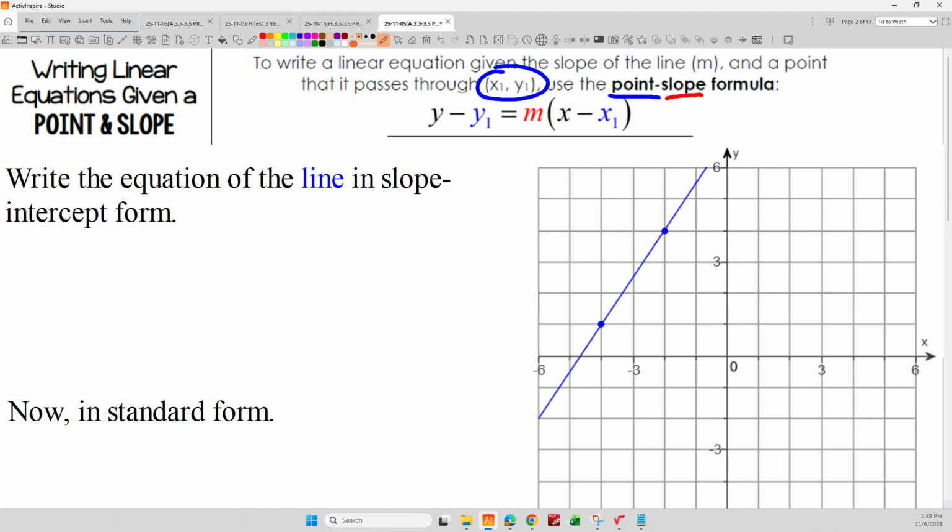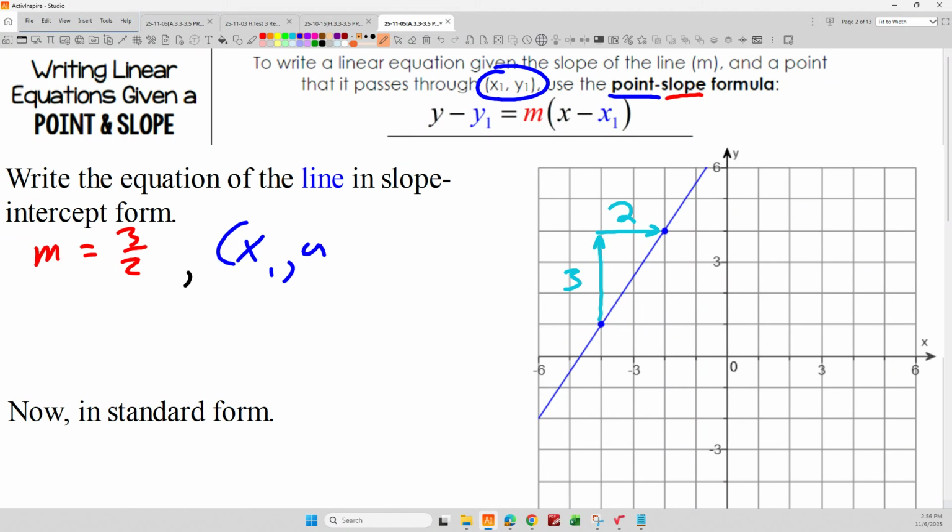So for this blue line, can anybody tell me what the slope is just by inspecting the line? 3/2. Yeah, I agree, right? We're just making a slope triangle, aren't we? If we go from the first point to the second point, we're going to rise by +3 and run by +2. So our slope, m, equals 3/2.